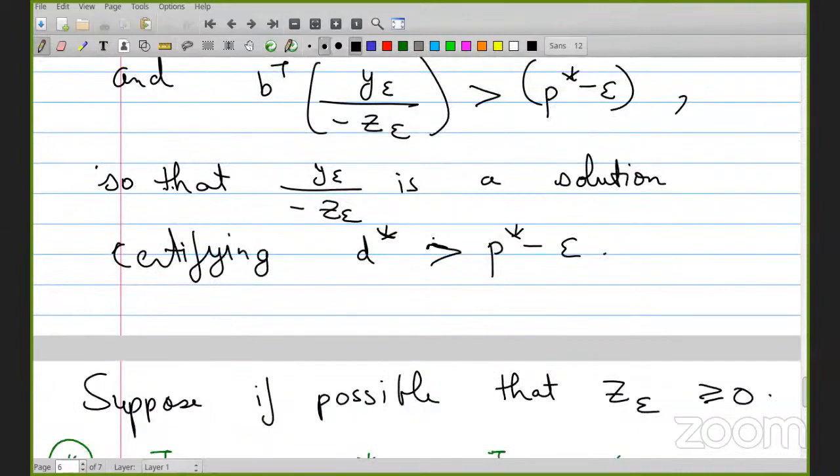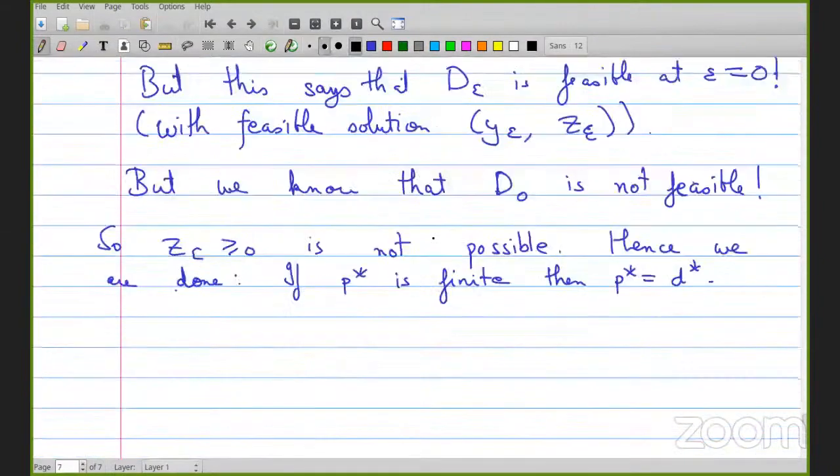Okay. So the whole point was to characterize now all the possibilities. So one possibility is that if P star is finite, then P star is equal to D star. So what else can happen? The primal might not be feasible, or the primal might be feasible and unbounded below. Like P star might be minus infinity. So for any number you can find a feasible x that goes below that number.